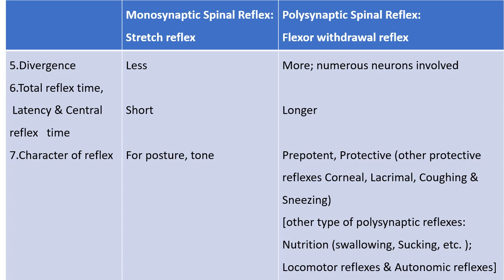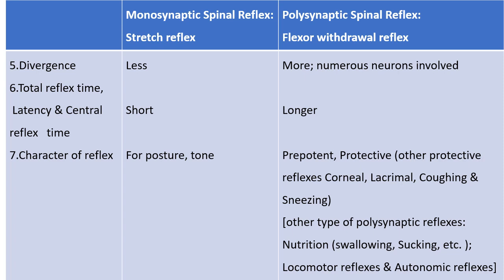In the case of the flexor withdrawal reflex, as it is a polysynaptic reflex, in the spinal cord there are multiple synapses involved. This leads to a longer central reflex time. So what will be the result? The result is that the total reflex time is longer. So the latency will be longer, as the time taken by the impulse to reach from the receptor to the spinal cord and for the response to be generated in the effector muscle is long. Although the flexor withdrawal reflex is a very fast reflex, when we compare it with the stretch reflex, it becomes longer.